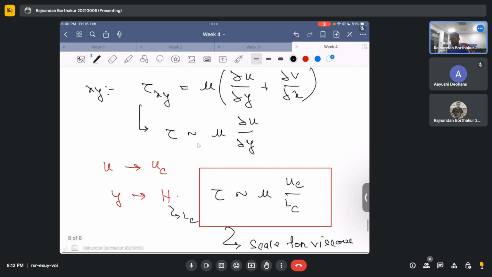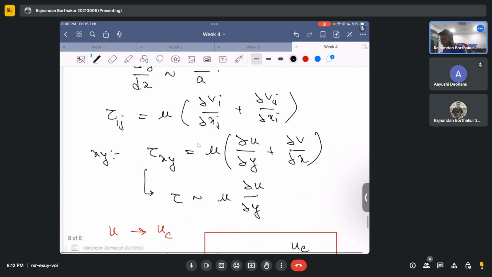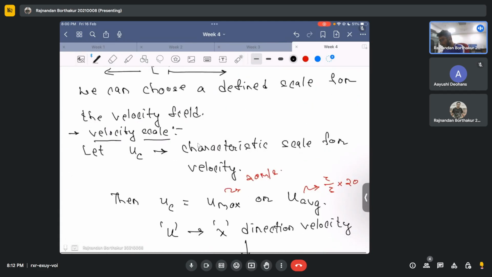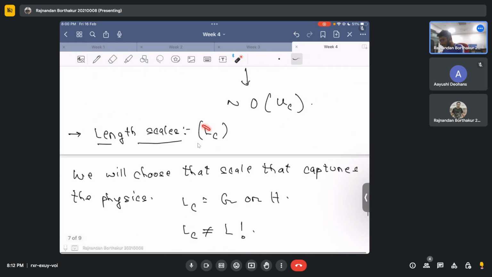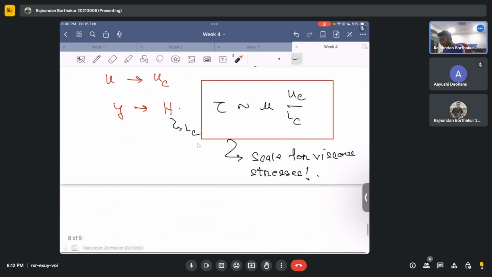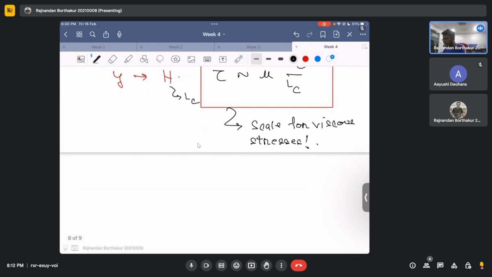All right, so far so good. I hope it is clear how the stresses scale. Let's quickly recapitulate what we did. We saw the scales of velocity, what the length scale is, and the scales for stresses. Now let's see two more things, and then we will recapitulate what we did and get a clear idea of what direction we are moving in. So let's see one more thing, which is known as the time scale.